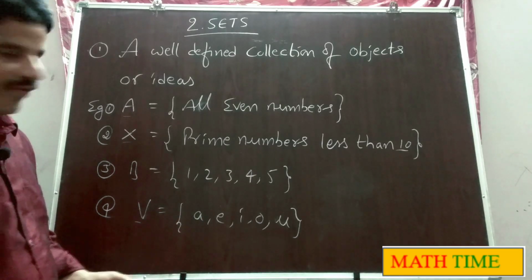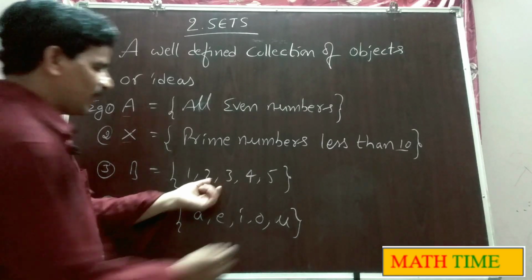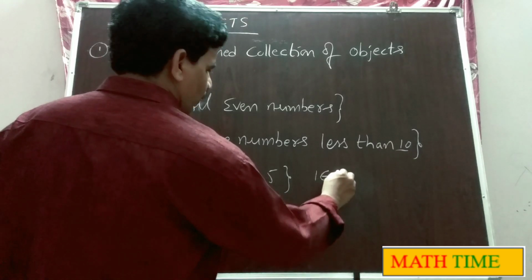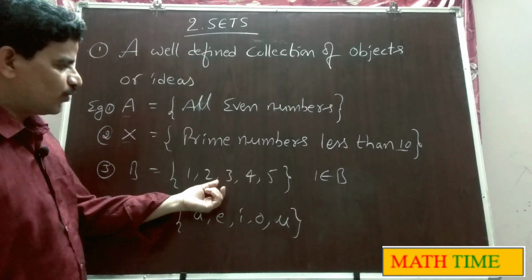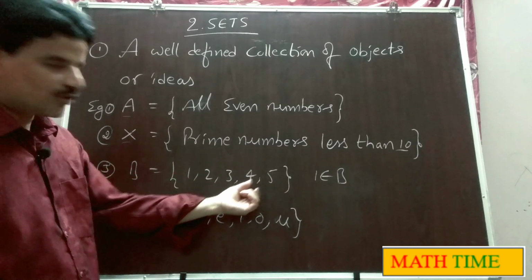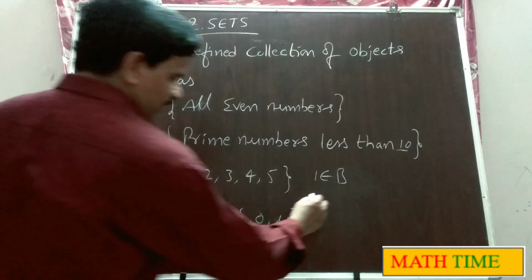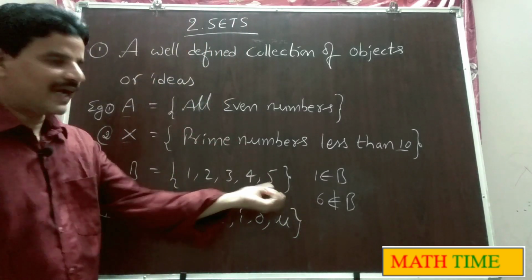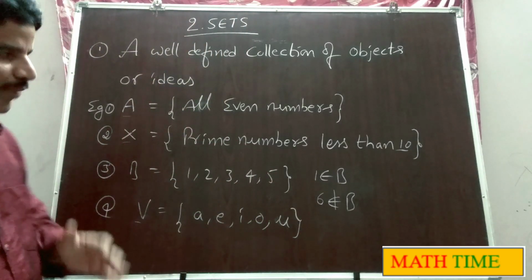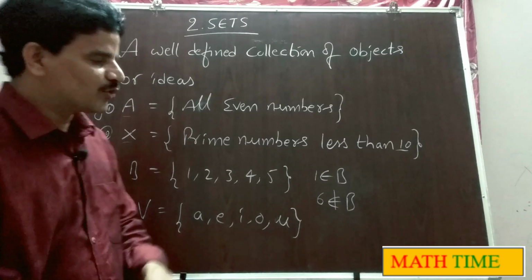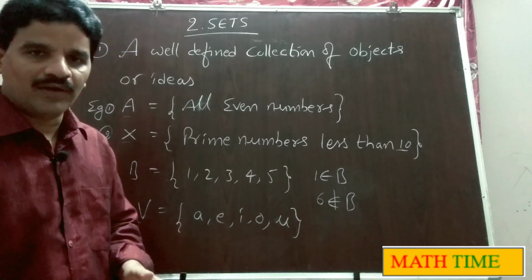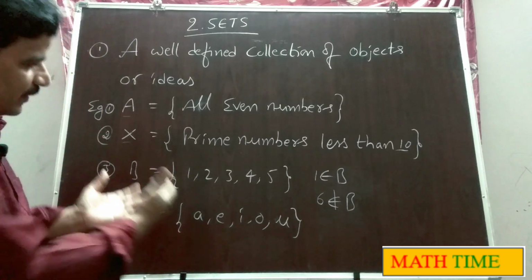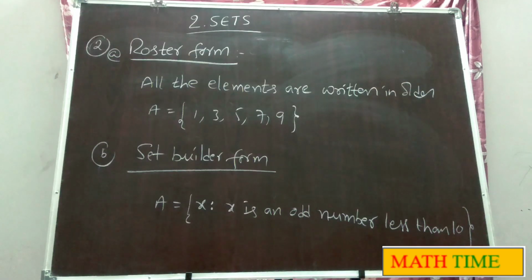So here whenever there is an element in the set, we write 1 belongs to B, 2 belongs to B, 3 belongs to B, 4 belongs to B, 5 belongs to B. If I take 6, 6 doesn't belong to B because 6 is not there in the set. Therefore belongs to means that element should be there in the set. Doesn't belong to means that element is not there in the set.